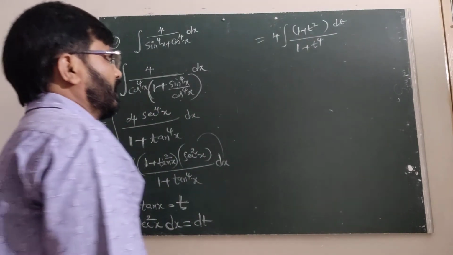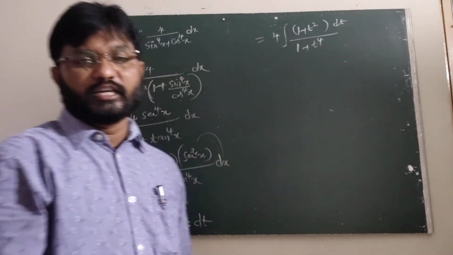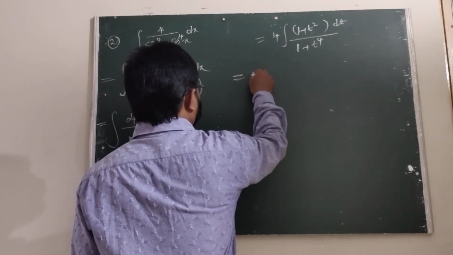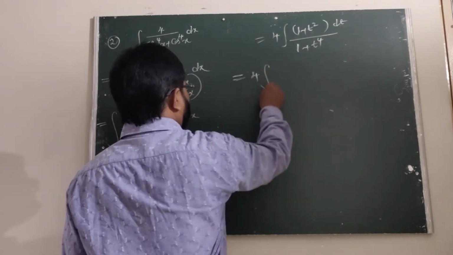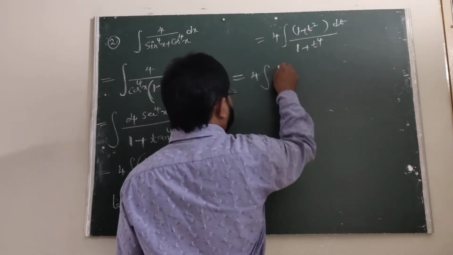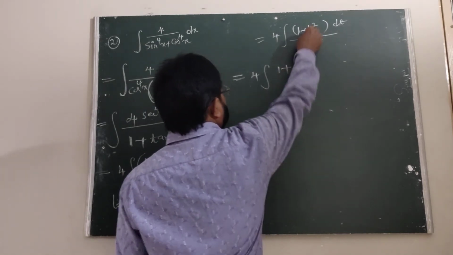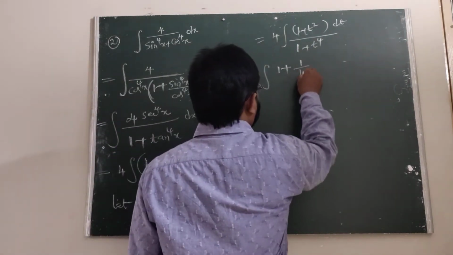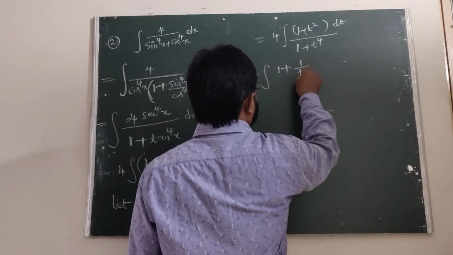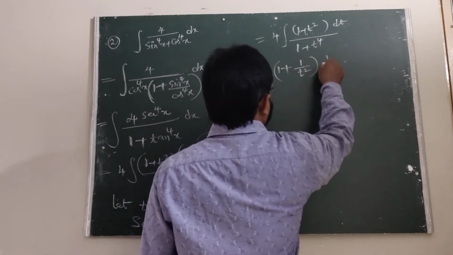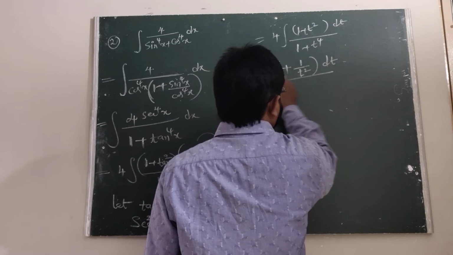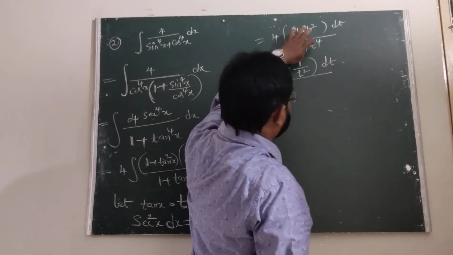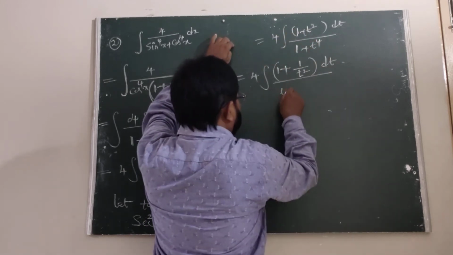Therefore numerator and denominator are both divisible by t square. Now this can be written as 4 into the integral of t square by t square, which is 1, so 1 upon t square into dt. Upon, t square by t square is 1, this is 1 upon t square. Now t power 4 by t square is t square.